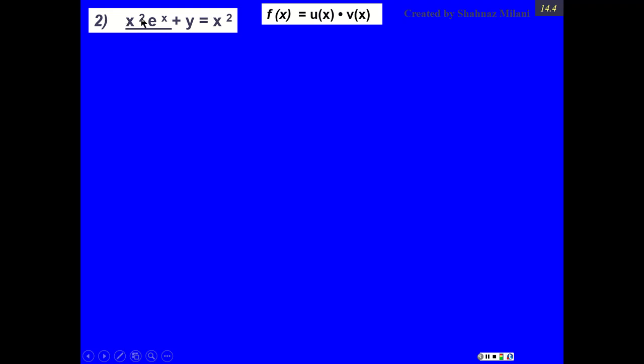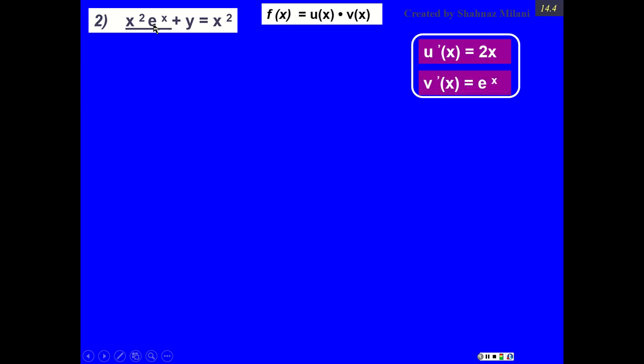Derivative of x to exponent 2 is 2x times this e to exponent x, carbon copy. For the short memory, on the side of my PowerPoint, I indicated what is going to be the derivative of it first. And the derivative of e to exponent x is e to exponent x. Now, derivative of x squared is 2x times second carbon copy, plus derivative of the second, which is e to exponent x times first. This is the result of the derivative of this.